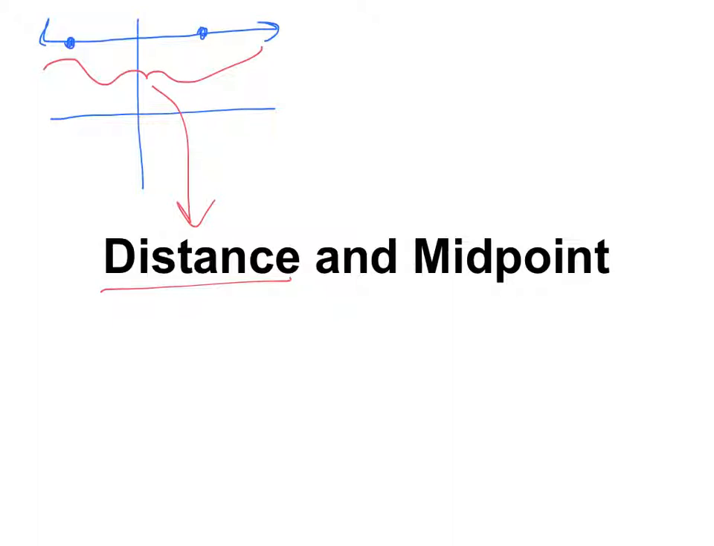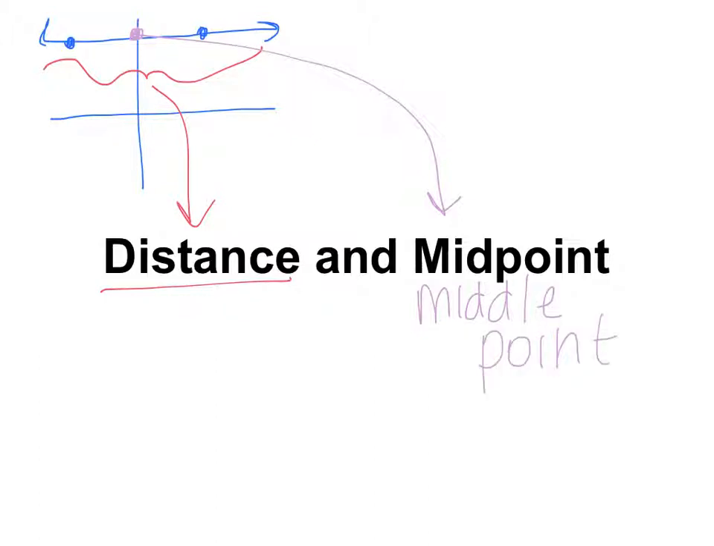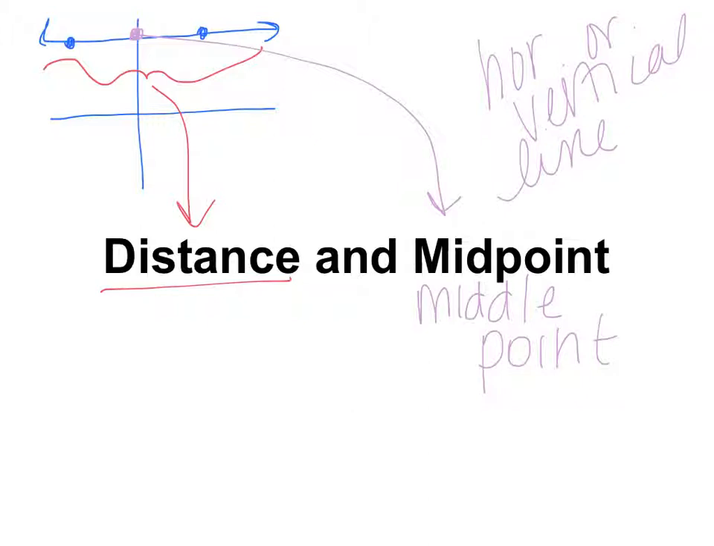The midpoint is just that middle point. So where do they cross, or where is the middle of it? So the midpoint, again, is that middle point. If you're given a horizontal or a vertical line, you can just count them. But that's not always the easiest way to do it. So we are going to learn formulas of how to find distance and midpoint.